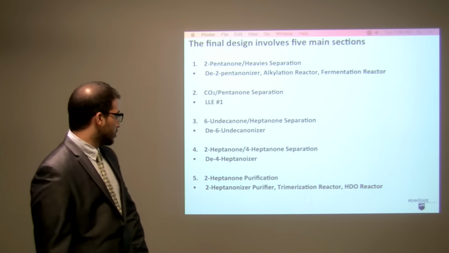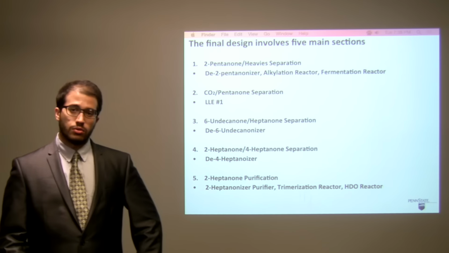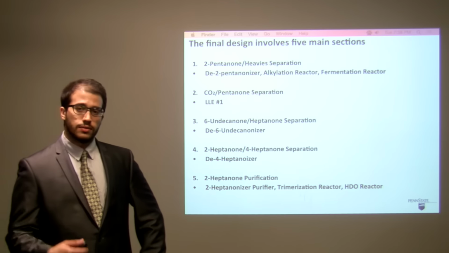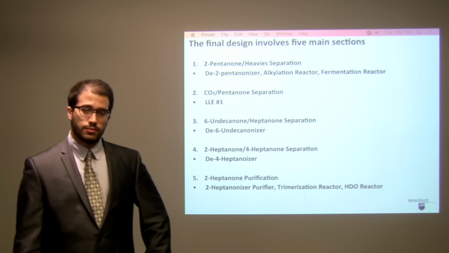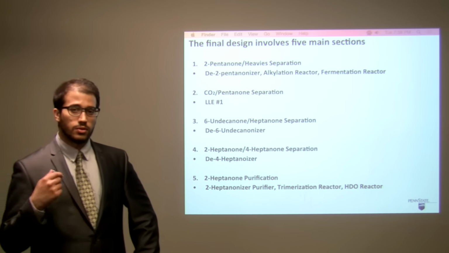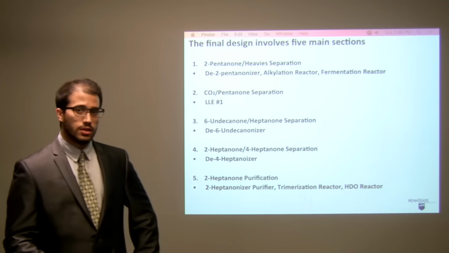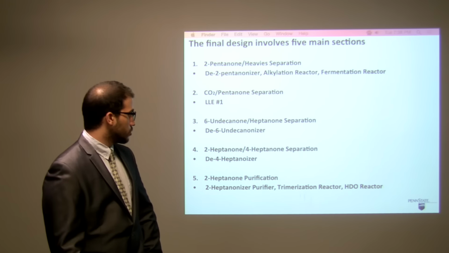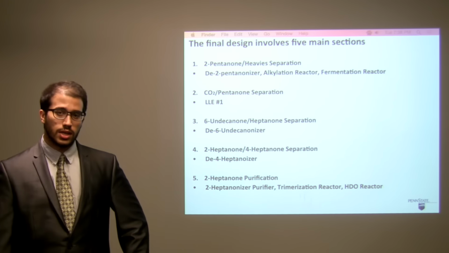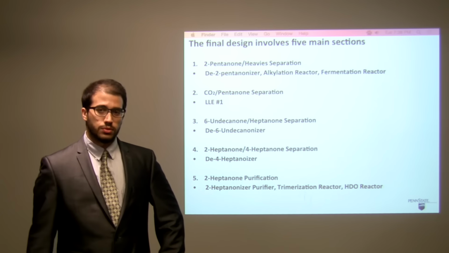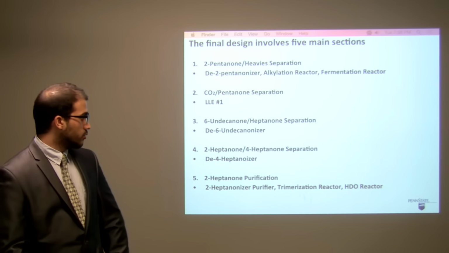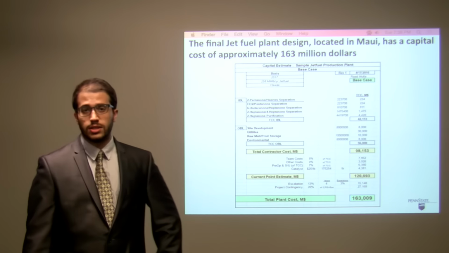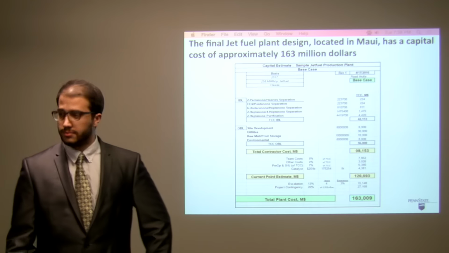of the plant, which is the 2-heptanone purifier, where we further purify 2-heptanone from 4-heptanone before sending it to the trimerization reactor along with the 2-pentanone, and then after that they would go to the hydrodeoxygenation reactor, which would produce our jet fuel. Now Ruth is going to talk to you about how we estimated the capital cost of our design.